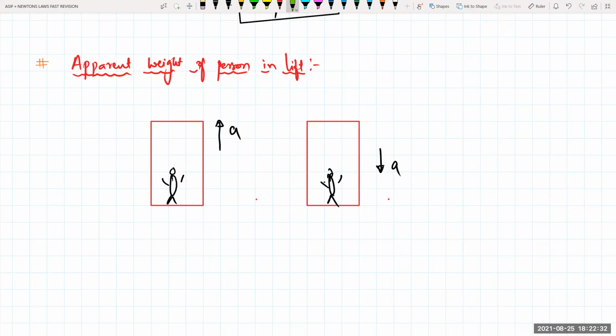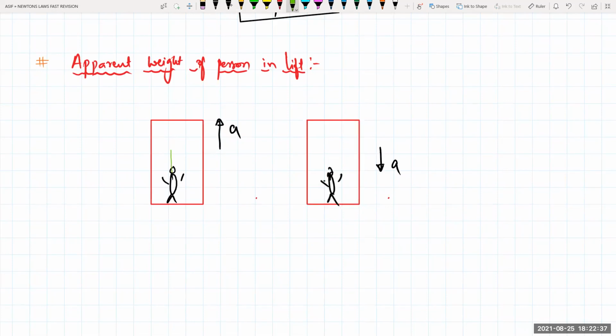Now, when the lift is going up, tell me what is the condition. The normal reaction will be in which direction? Upward direction. The weight of the man will be in the downward direction, mg. Is it an accelerating frame or a non-accelerating frame? It is accelerating, so it is non-inertial. Non-inertial means we need to apply pseudo force, opposite to the acceleration. We apply pseudo force in the downward direction, that is m into a.